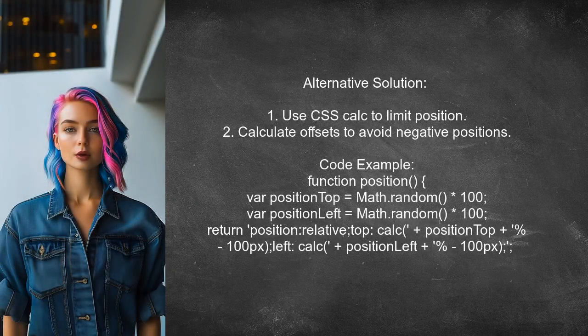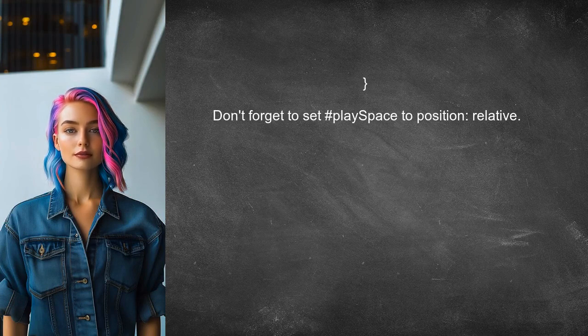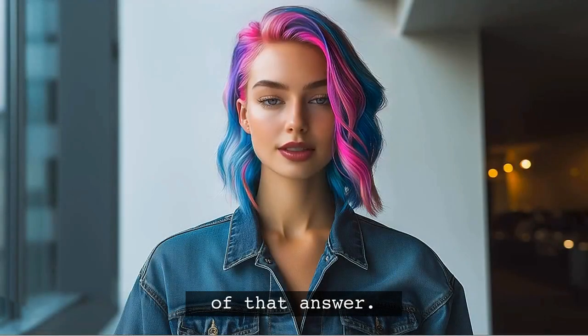An alternative solution involves using CSS calc to limit the square's position within the play space. By calculating the position with offsets, you can ensure the square never exceeds the container borders. That's the end of that answer.